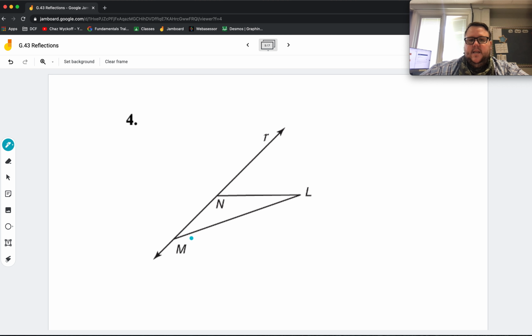So this one's nice, M and L. M is already on the line, so I don't need to mess with that one. M prime is right there. N is already on the line, so I'm not going to mess with that one. And then L, I draw my perpendicular distance, L, right here. L prime. So then now we draw our lines. And boom, that one's done.